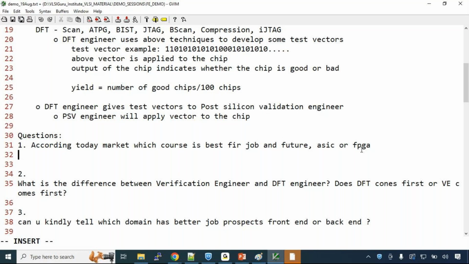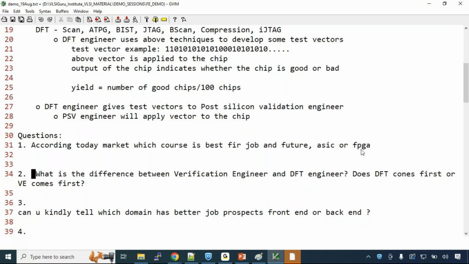When it comes to ASIC, more hiring happens, but accordingly, more competition is also there. Not only our institute, there are many other institutes that provide training in ASIC, but when it comes to FPGA, very few training institutes are there. Because of that, there also you have an advantage. You got the point, right?